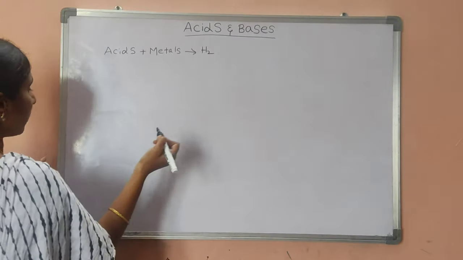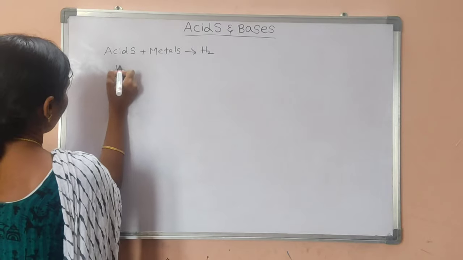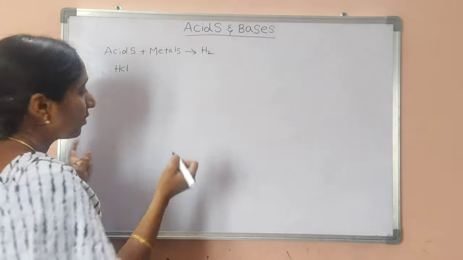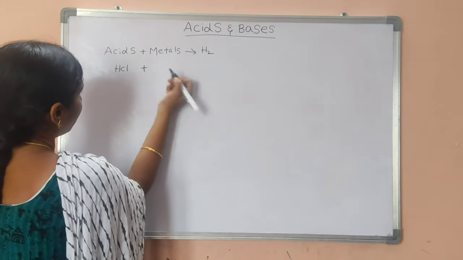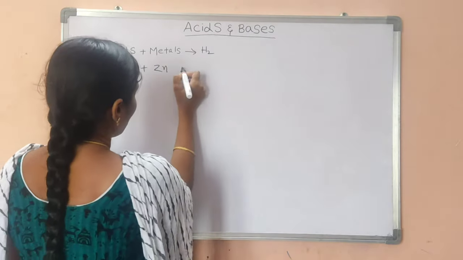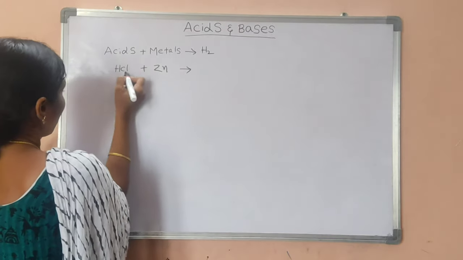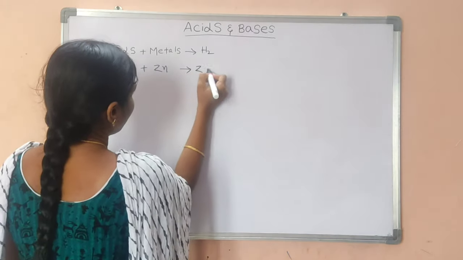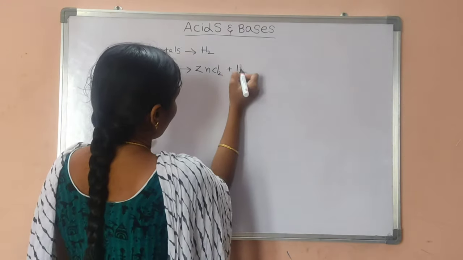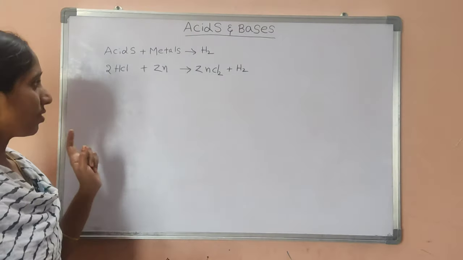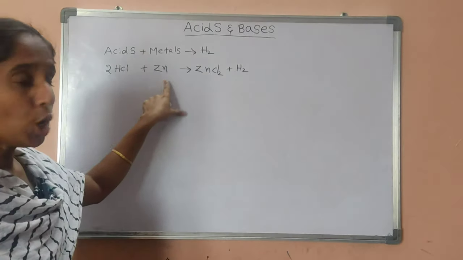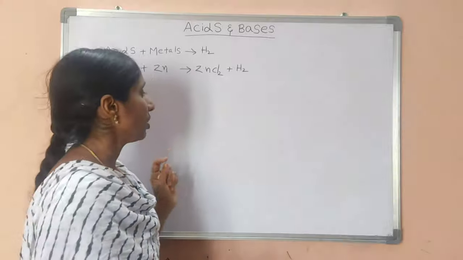Here you can see one example. Acid HCl. HCl means hydrochloric acid. Hydrochloric acid reacts with the metal zinc. Zn means zinc. Zinc reacts with chlorine to form ZnCl2 plus H2. H2 means hydrogen gas. ZnCl2 means zinc chloride. Acids react with metals to produce hydrogen gas.